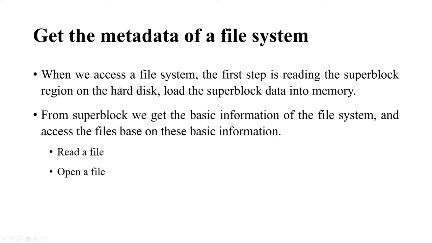When we want to access a specific file system, for example the simple file system, the first step is to read the super block from the hard disk, load the super block region into memory, and initialize a super block entity. After that, we can get the basic information of the SFS. Then in the project, you will be asked to implement two basic functions. The first one is open, and the second one is read. Open means we will give you some parameters, and you use them to open a specific file. After that, you should read some data from that file.